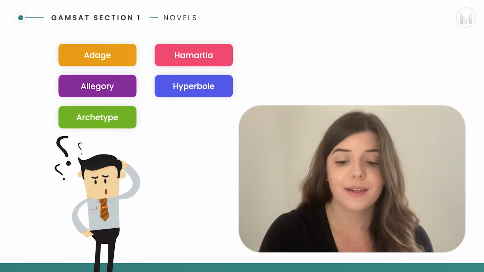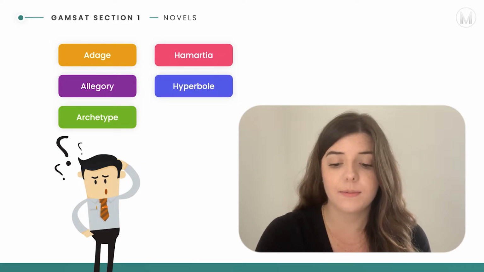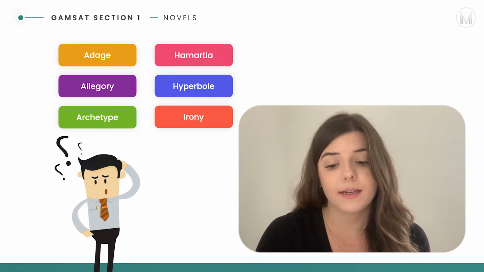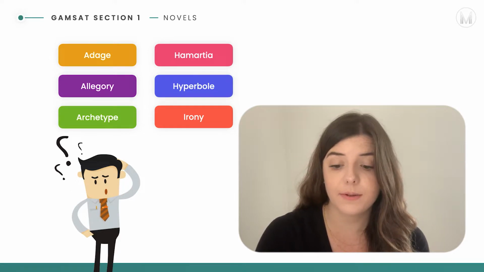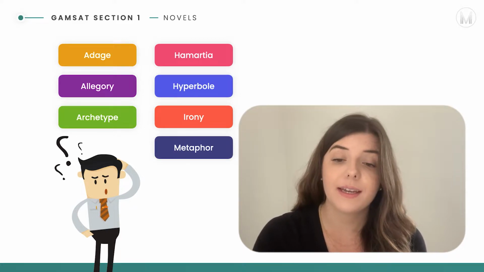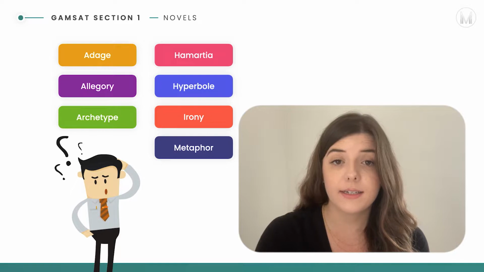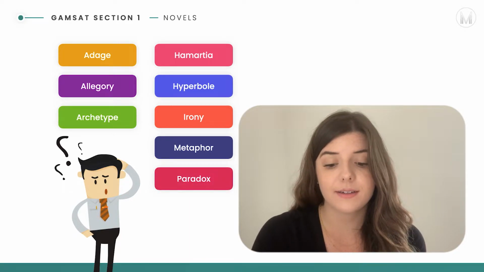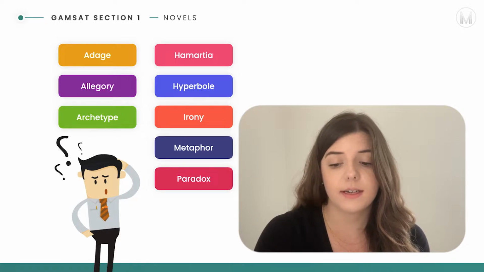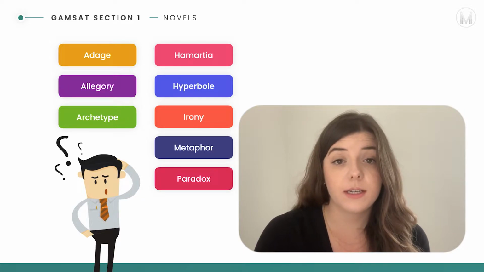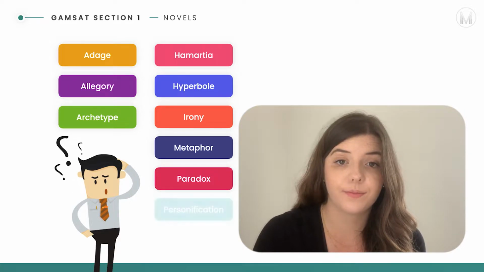Next we have hyperbole. This is exaggerated statements or claims that are not meant to be taken literally. Irony is the expression of one's meaning by using language that normally signifies the opposite, and this is typically used for humorous or emphatic effect. A metaphor is a figure of speech in which an object or an idea is symbolically used to represent another, in order to simplify or intensify the comparison. Paradox is a seemingly contradictory statement which nevertheless may be true, or the opposite to this. It's a statement which seems true but is in fact contradictory.